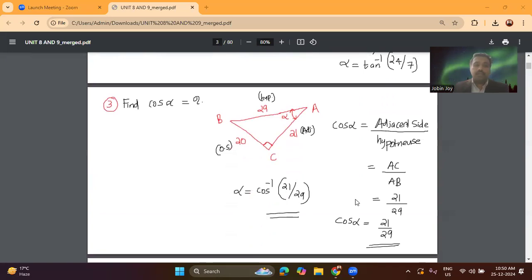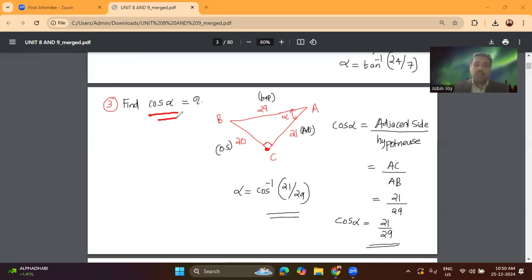Next, this is the triangle given ABC, where angle C is the right angle. Angle C is 90 degree. So the side opposite to this angle C is hypotenuse. So AB is called hypotenuse, and angle A is given. Angle A is alpha. So the side opposite to this alpha is called opposite side. So here BC is the opposite side. It is given 20 units. And side AC is called the adjacent side, that is 21 units.